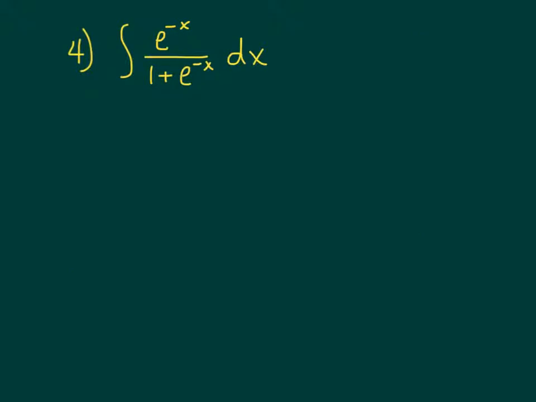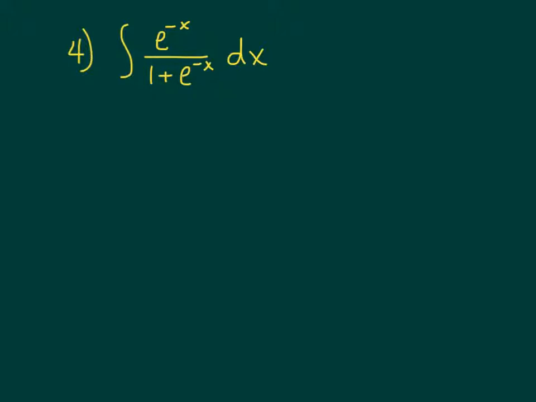Okay, as you approach this next problem, it might throw you off. You have the integral of e to the negative x over 1 plus e to the negative x dx. So we kind of have two different rules here. We have exponential, and we also have this fraction where the denominator is a binomial. So which one am I supposed to use?